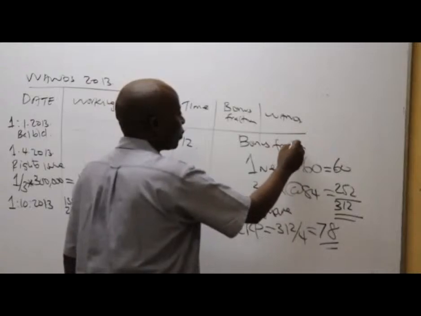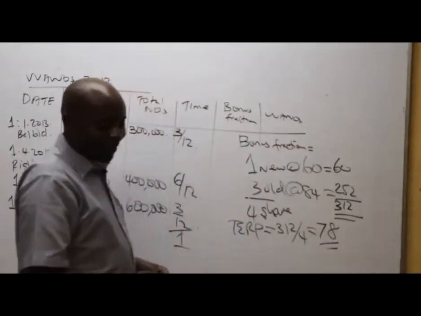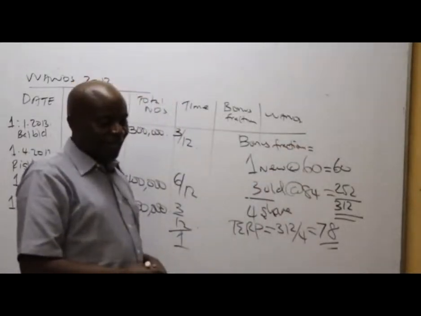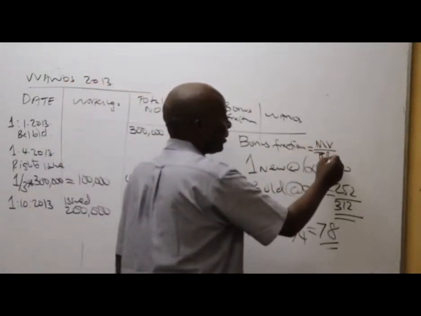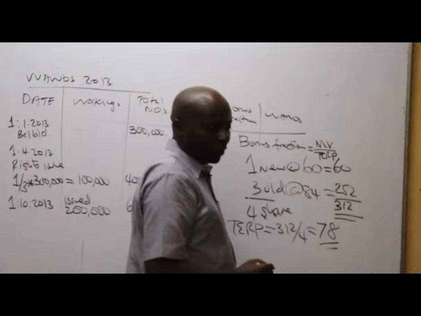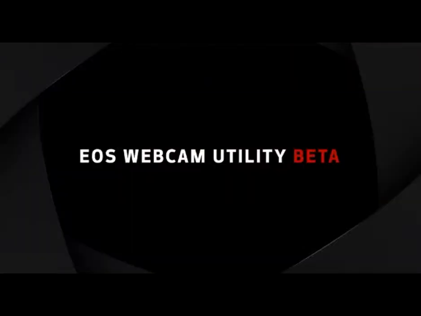Bonus fraction. I'll take the market value over the TERP. Market value all over the TERP. I have seen one has taken the opposite. Give me a minute, I need to change the battery please. As I change my batteries, could you kindly try to calculate for us the one-offs?